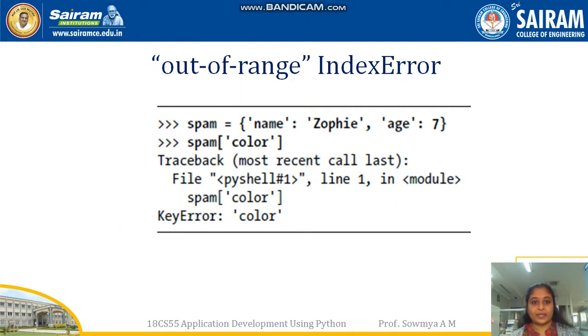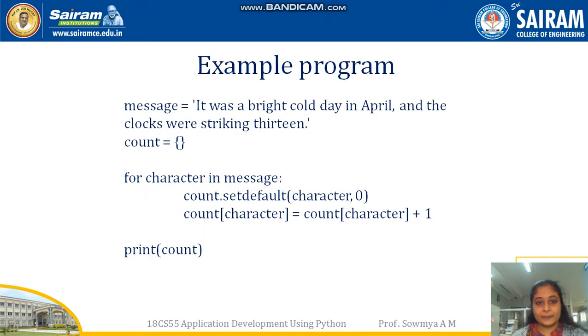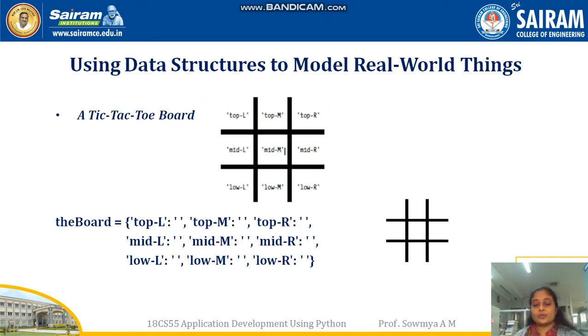So the next topic is one example where we can use this programming or data structure in the real world. For example, we make use of a tic-tac-toe board. To create a tic-tac-toe board, first we have to mark the cells: top left, top middle, top right, mid left, mid middle, mid right, low left, low middle, and low right. That is defined with the dictionary data structure. The board with top left without any entry means null values.